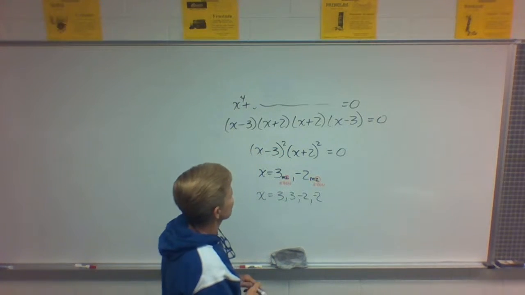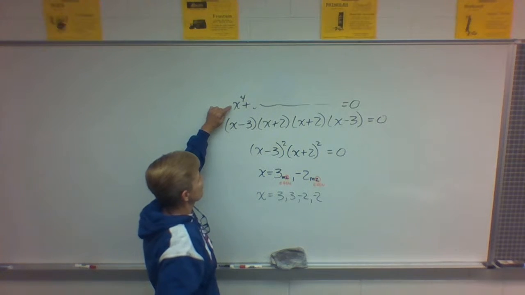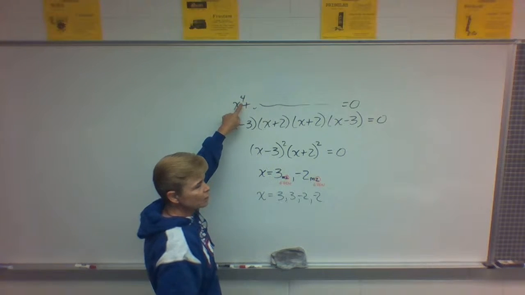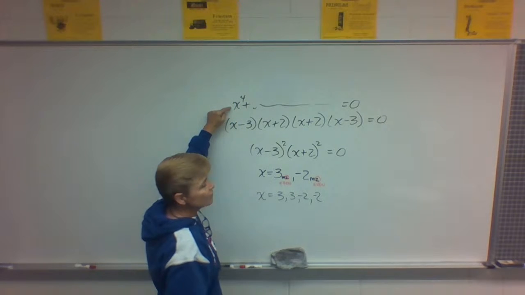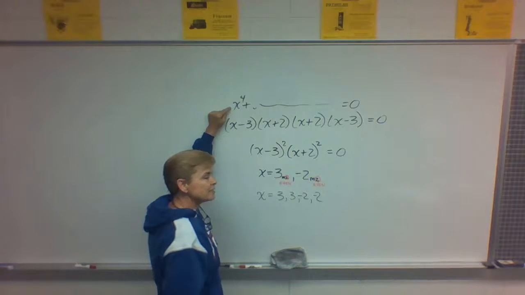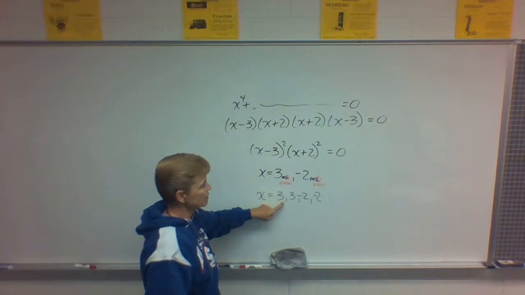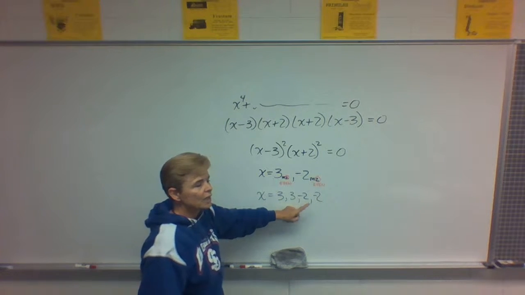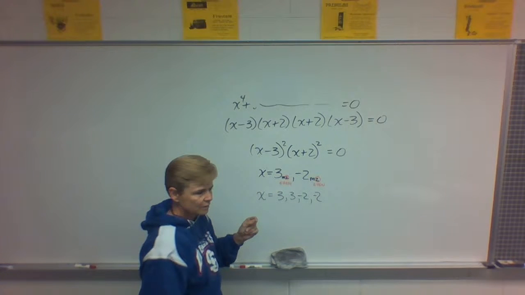If it is even, and notice this x to the 4th thing that I wrote here. This is a 4th degree polynomial with a positive leading coefficient, meaning it will start high and end high. Remember that from 4.1? And as it starts high and then finally ends high, on its way through, it's going to hit 3 and it's going to hit -2, but it's going to bounce off them because the multiplicity is even.